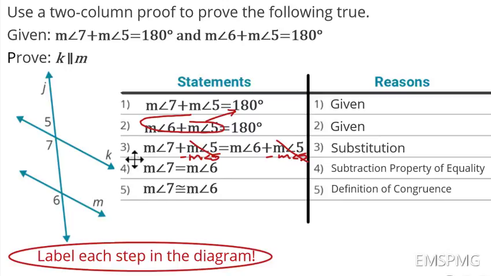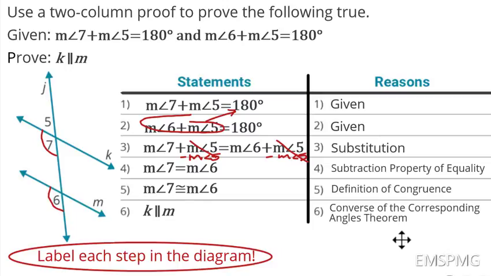Last step. Now I'm ready to mark my diagram. I said 7 is congruent to 6. Let's go ahead and put that in the diagram. 7 is congruent to 6. Hey, this is exactly what we've learned. These are corresponding angles. If corresponding angles are congruent, we have something called the converse of the corresponding angles theorem. That's going to say that your lines must be parallel. So last but not least, this is it. We're finished. Line K has to be parallel to line M, and the reason for that is because we use the converse of the corresponding angles theorem.